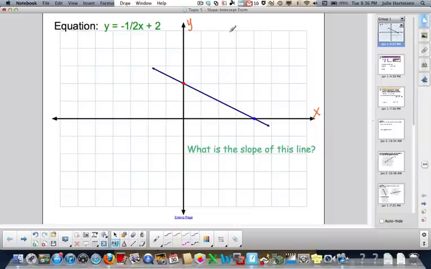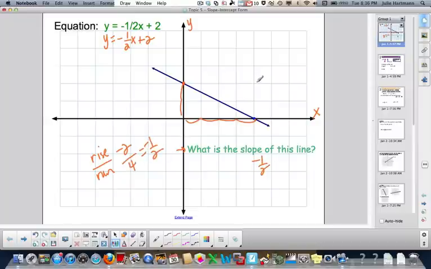Alright, topic 5, we're looking at the slope-intercept form of a line. So right here, y equals negative 1/2 x plus 2 is the slope-intercept equation of this line that is graphed. We're going to start by answering the question, what is the slope of this line? From here to here, we have to go down 2, so rise is negative 2 over the run of 1, 2, 3, 4, which reduces to negative 1/2. So our slope is negative 1/2.